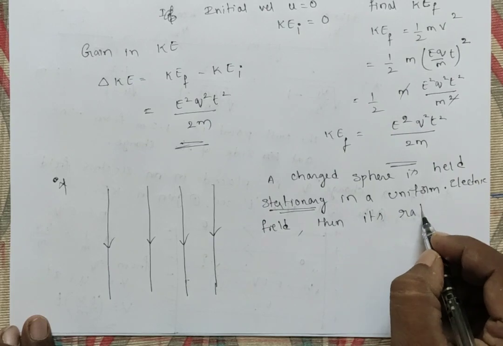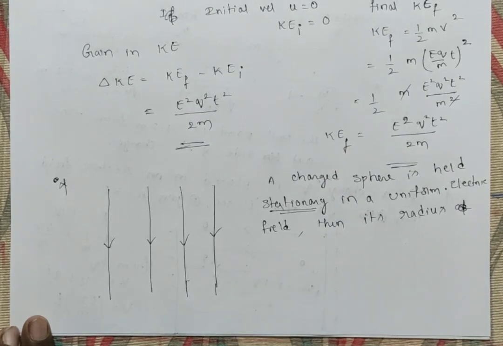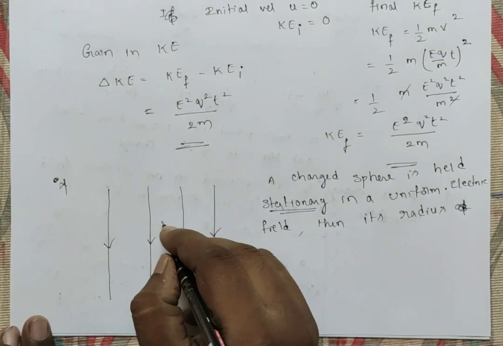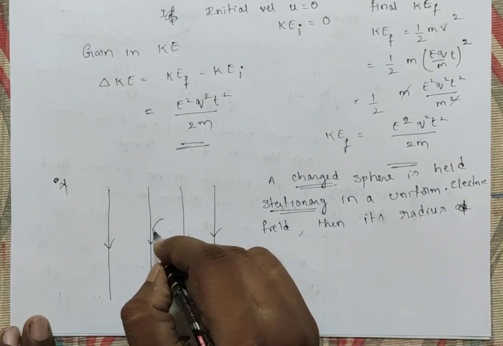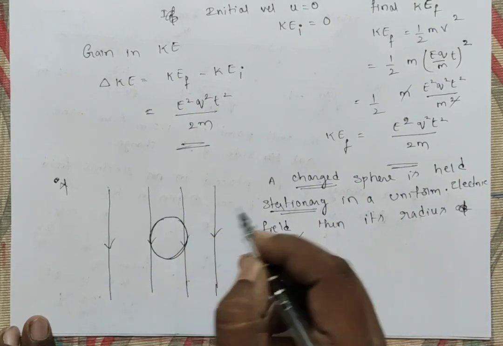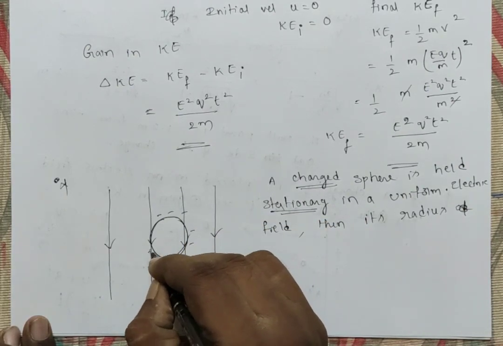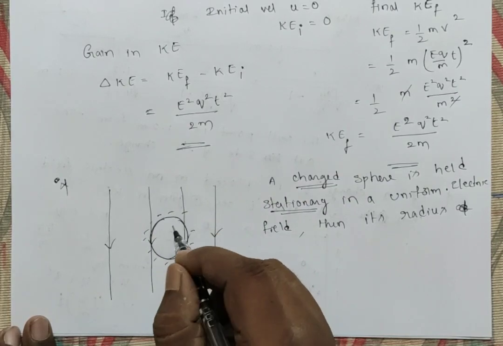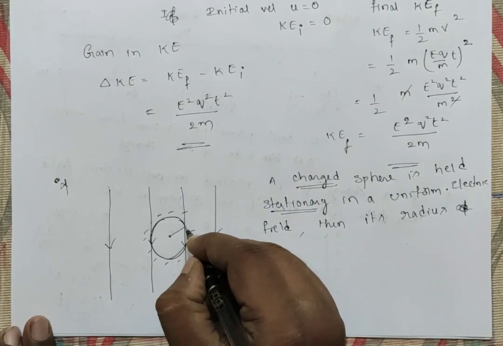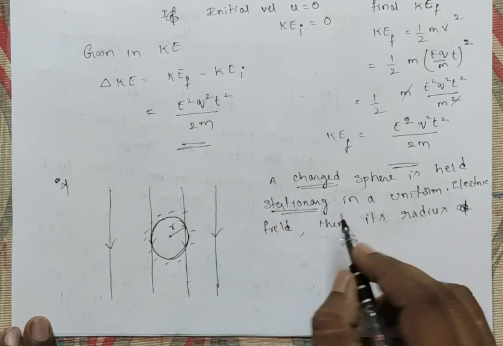Suppose I take one sphere here, with the electric field directed downwards. What kind of charge am I taking? A negatively charged sphere, so some excess electrons are present. This sphere has a radius r, and this sphere is held stationary.